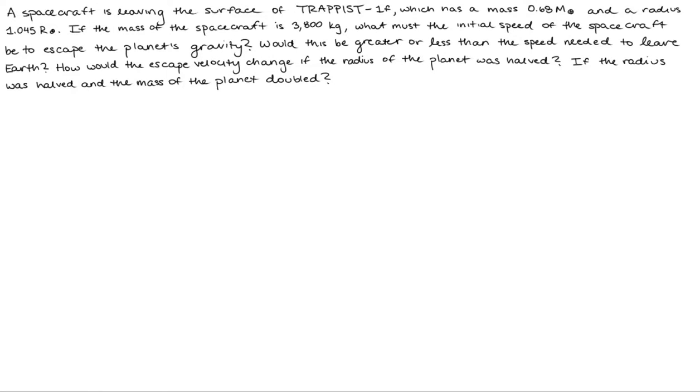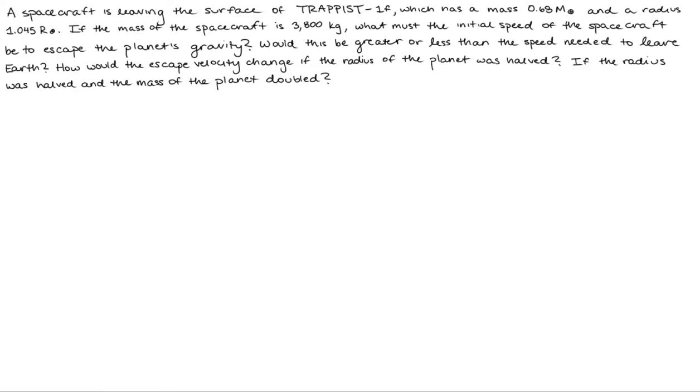A spacecraft is leaving the surface of TRAPPIST-1F, which has a mass of 0.68 times the mass of the Earth and a radius of 1.045 times the radius of the Earth. If the mass of the spacecraft is 3,800 kilograms, what must the initial speed of the spacecraft be to escape the planet's gravity? Would this be greater or less than the speed needed to leave Earth?